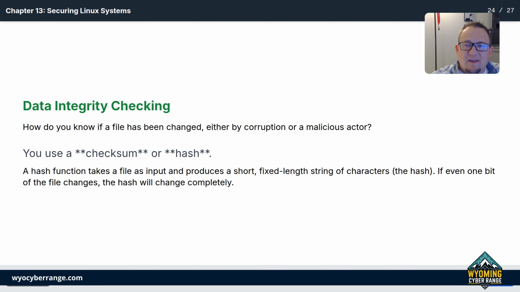So you've made a backup, but how do you know for certain that the backup hasn't been corrupted or maliciously modified? Well, the answer is going to be using checksums, otherwise known as hashing. A hashing function is a program that reads a file and produces a short, unique string of characters. This is what we like to call the digital fingerprint. Even if a single bit in the file is changed, the hash will change completely.